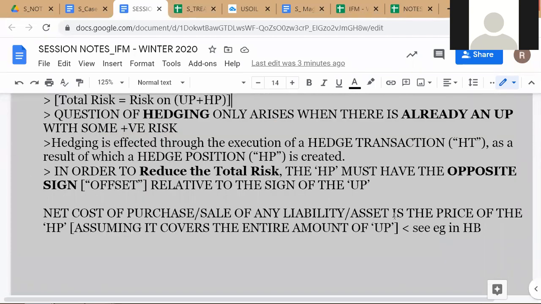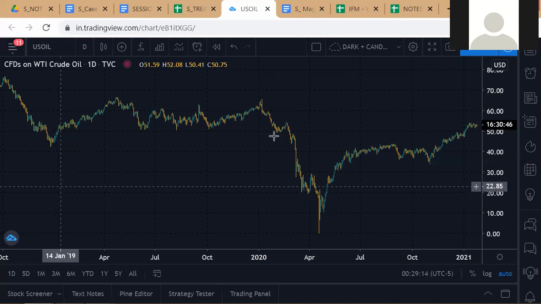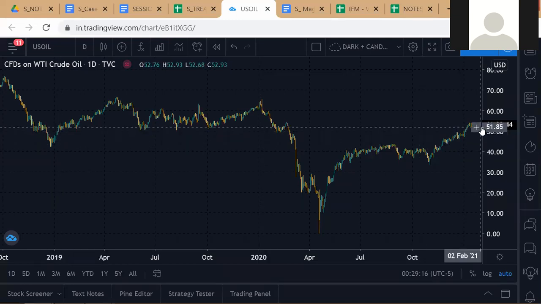Net cost of any surgery is the price of the hedge. Price of the hedge position, which is basically the price at which you do the hedge transaction. So why should I sell at 53 when I know that, well, I don't know actually, nobody ever knows, but I have a strong feeling, and you're supposed to use your views in taking your decisions. That's the whole point of a role in the financial world. I think it's going to 65. So I'm going to wait.